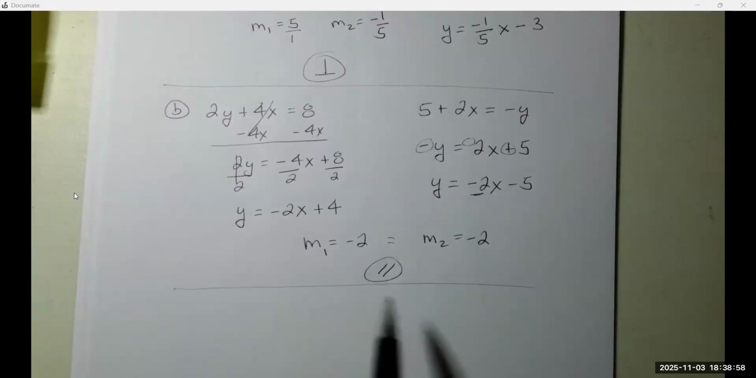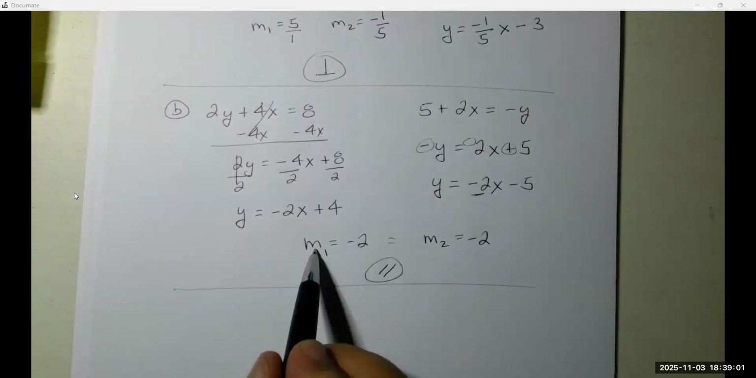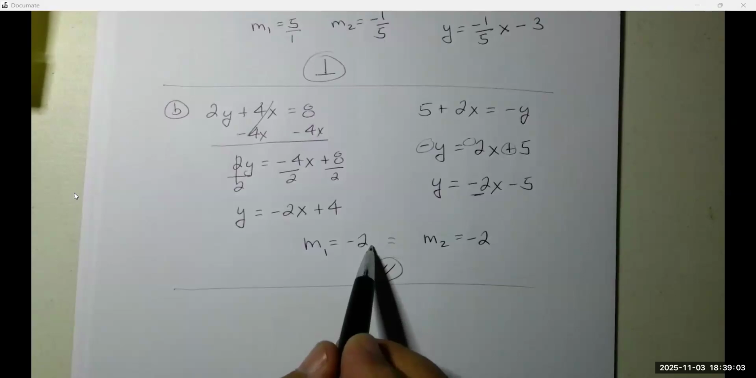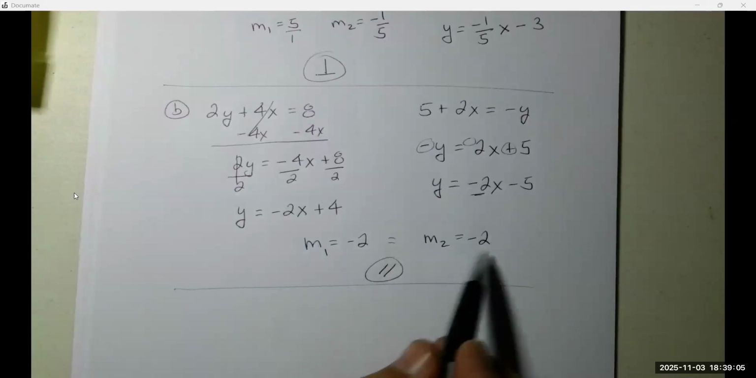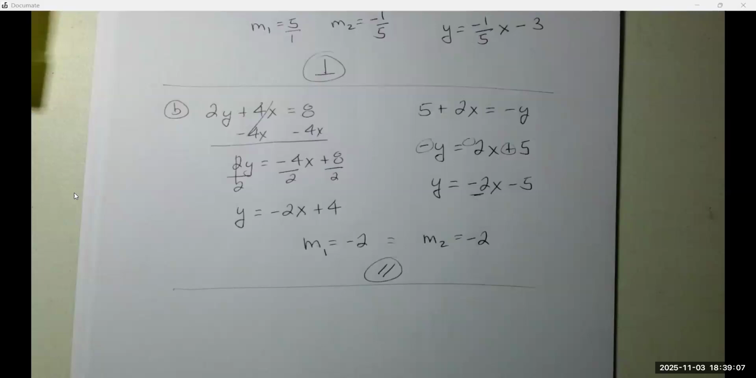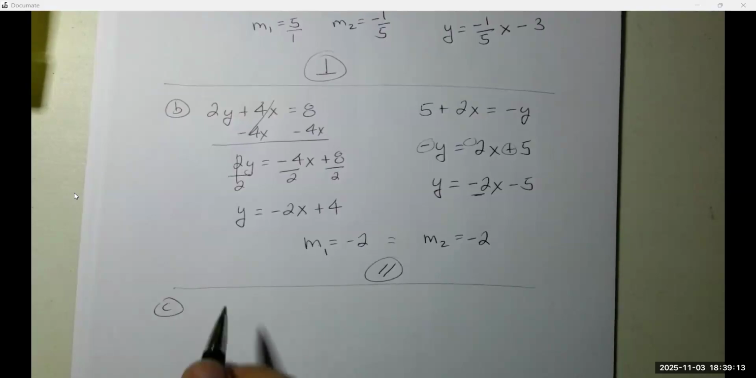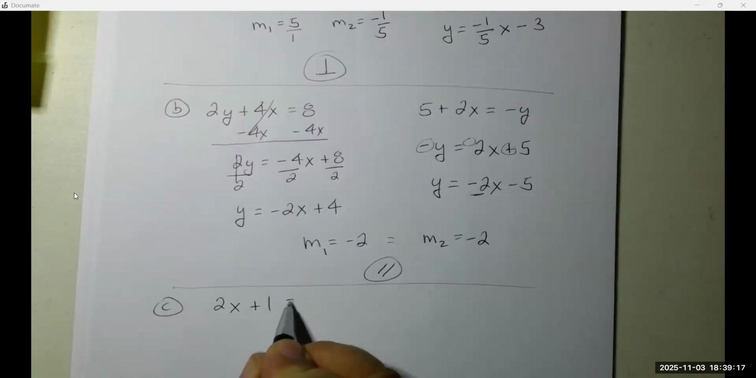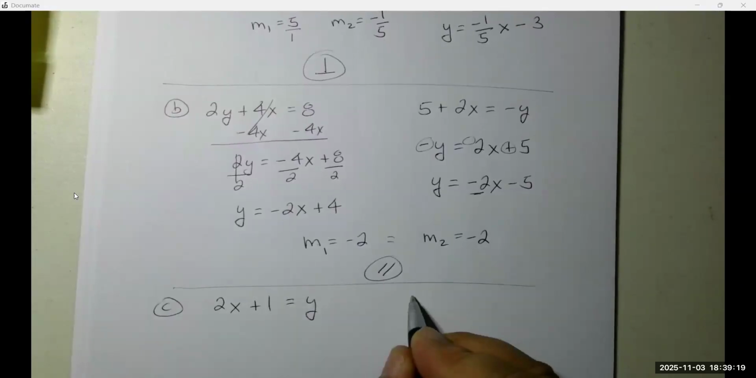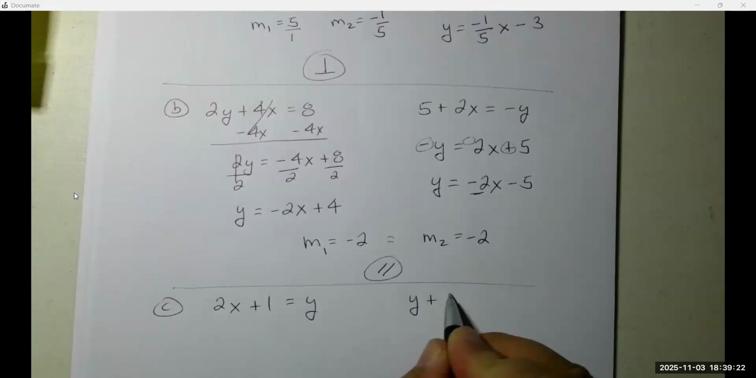Be very careful. The most common mistake students make whenever we talk about slopes: there is no x in the slope. It's simply the coefficient, the number in front. And the last one: 2x plus 1 equals y, and y plus 3x equals 4.